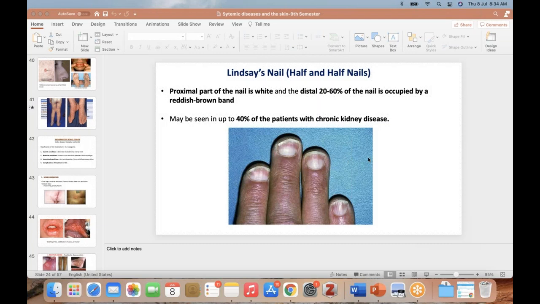Okay, so I think we have one more question. What is pinch purpura? Basically, this is seen in something which is known as cutaneous amyloidosis. There's amyloid deposition leading to vessel fragility.